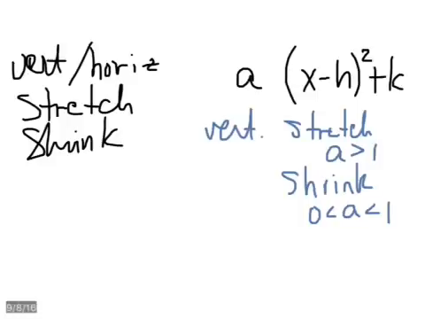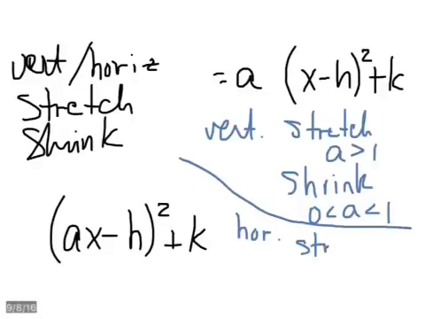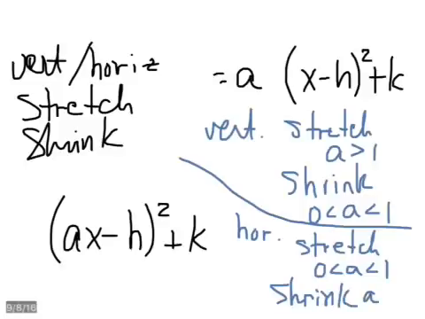What if the A goes on the inside? Horizontal. Right. So now we're horizontal. And it's a stretch if the number is what? Between 0 and 1. And it's a shrink if what? Greater than 1.